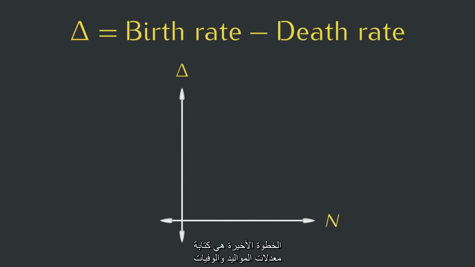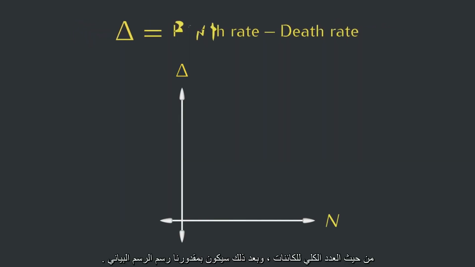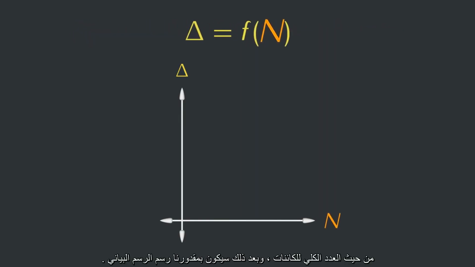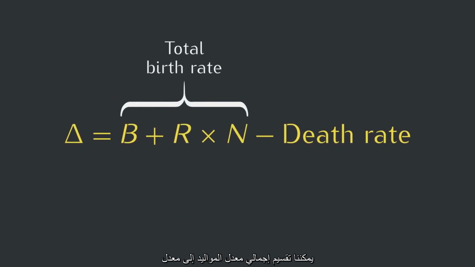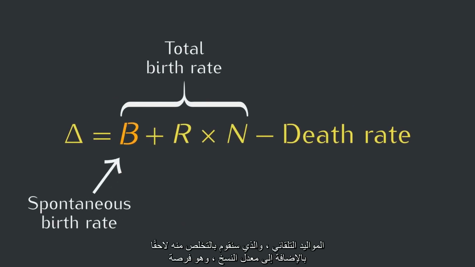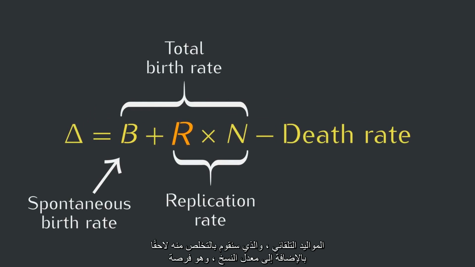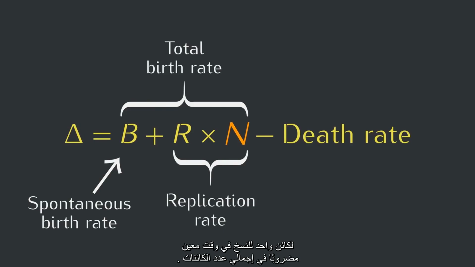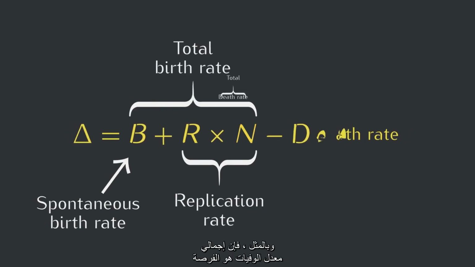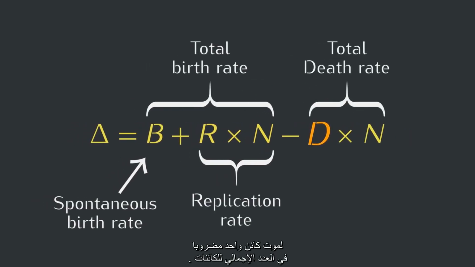The last step is to write the birth and death rates in terms of the total number of creatures, and then we'll be able to draw the graph. We did this in the last video, but let's run through it again. We can break the total birth rate into the spontaneous birth rate, which we're going to get rid of later, plus the replication rate, which is the chance of a single creature to replicate at a given time, multiplied by the total number of creatures. Similarly, the total death rate is the chance for a single creature to die, multiplied again by the total number of creatures.